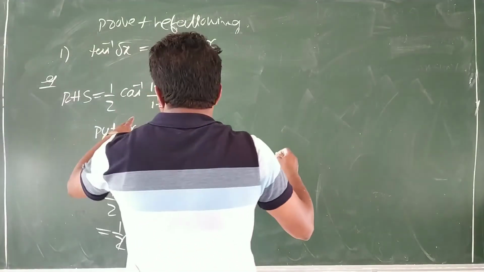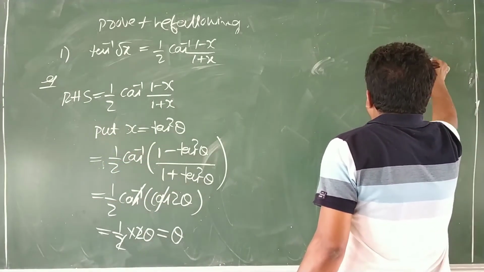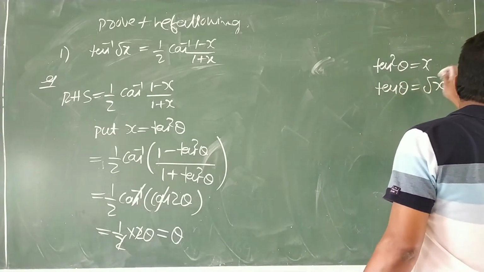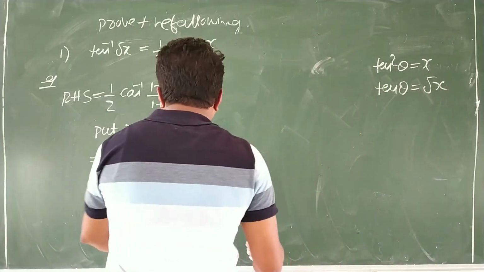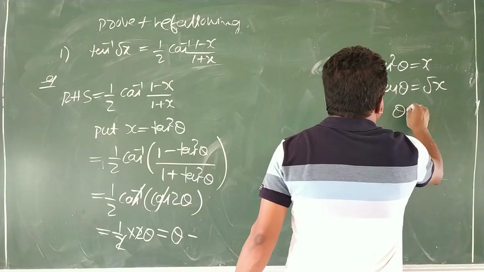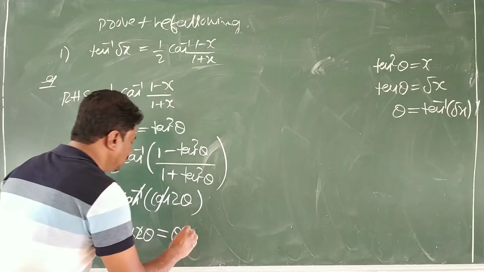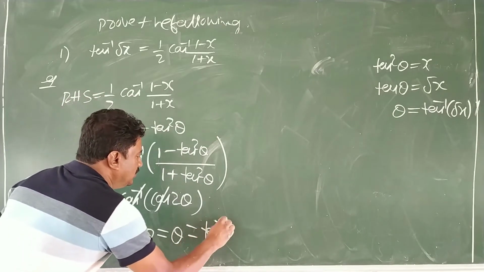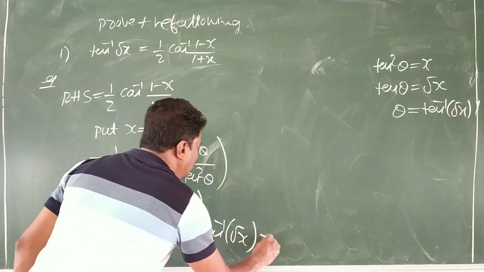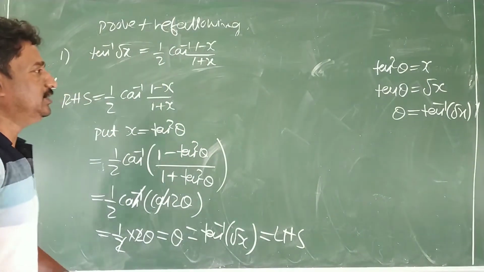Substitute for theta. What is theta? Look at this, friends. Tan square theta is equal to x. So tan theta is equal to root x. Theta is equal to tan inverse root x. What is the theta value? Tan inverse root x. I hope we got LHS. So RHS is equal to LHS. Proved.